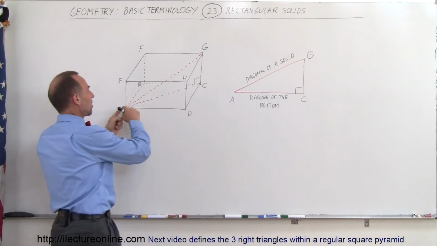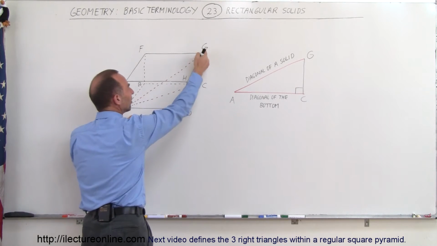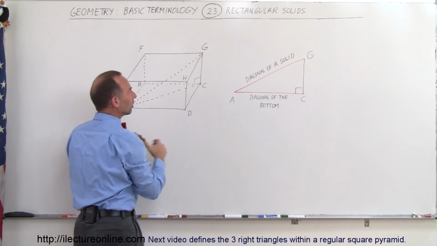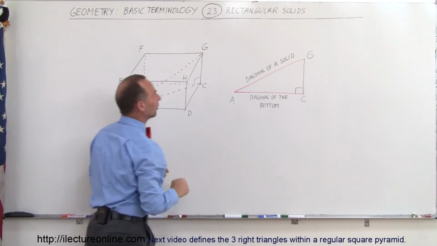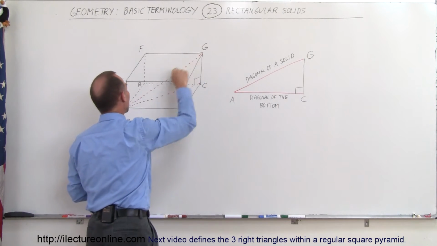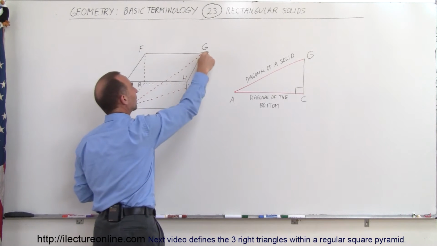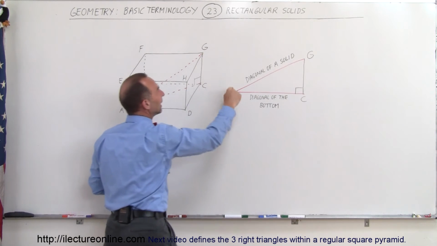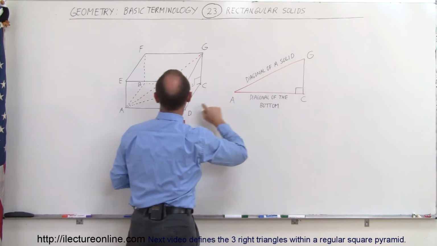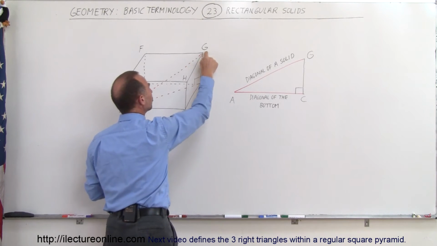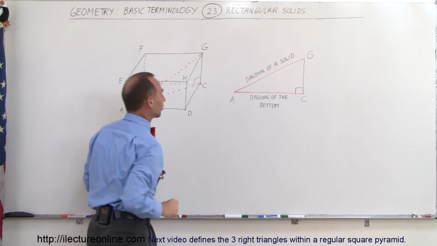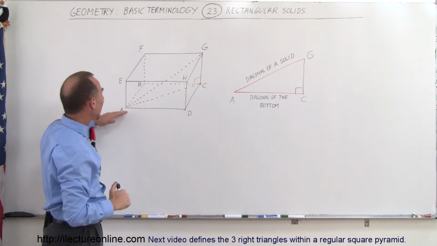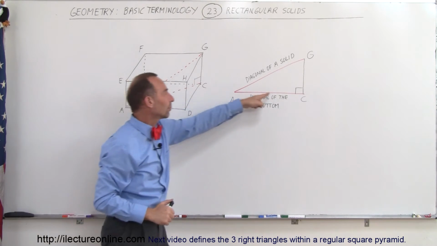Now if we take this triangle made by those two lines and this edge right here of the solid, we have this triangle right there. So this line right here, the dotted line that goes from one corner here to the opposite corner on the other side of the solid, is called the diagonal of the solid, runs from corner A to corner G, or from vertex A to vertex G. Then we have the diagonal along the bottom, which is this line right here.